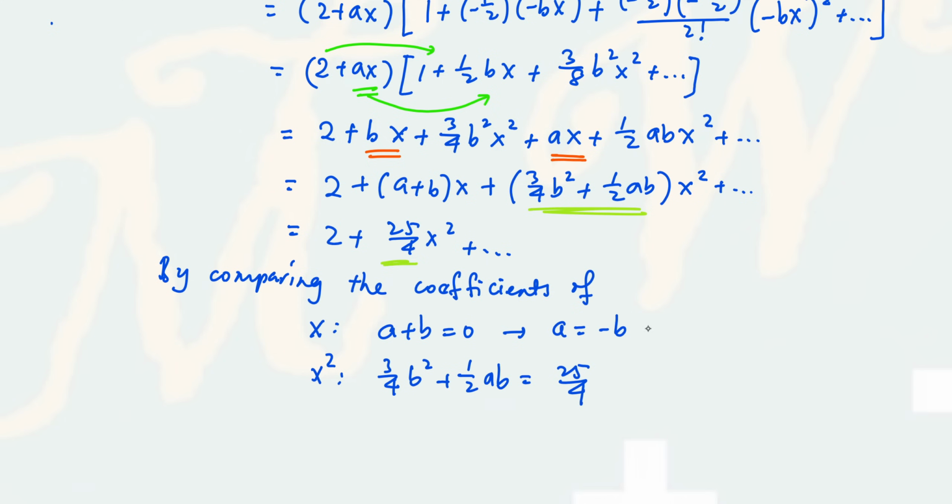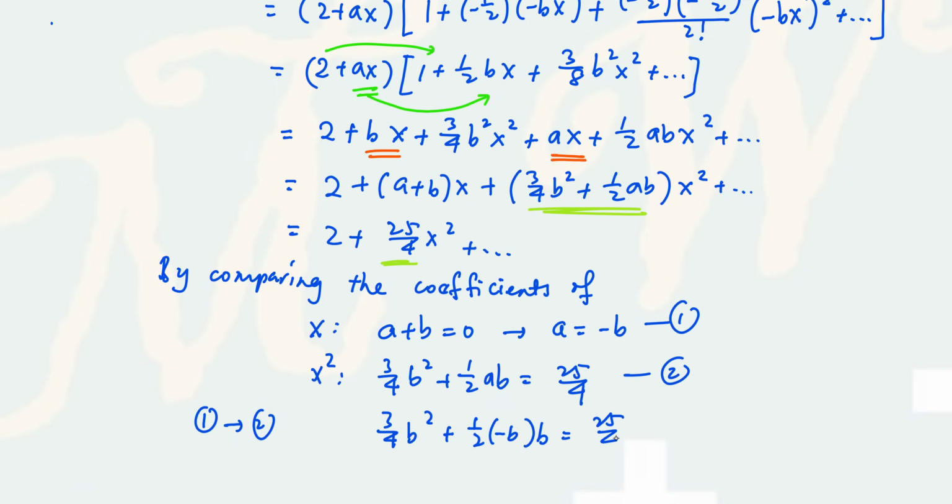Okay. And then now, second equation. So substitute first equation into second equation. I will be getting 3 over 4 b squared plus half. My a is replaced by minus b. Then multiply with b. This is 25 over 4.